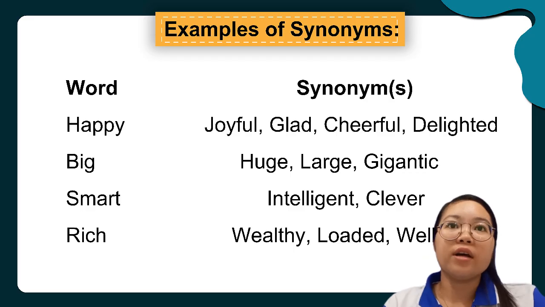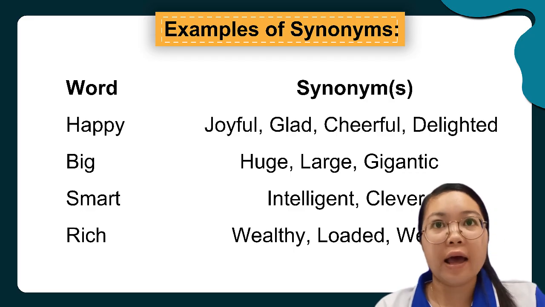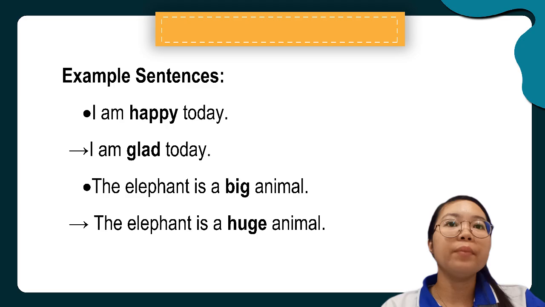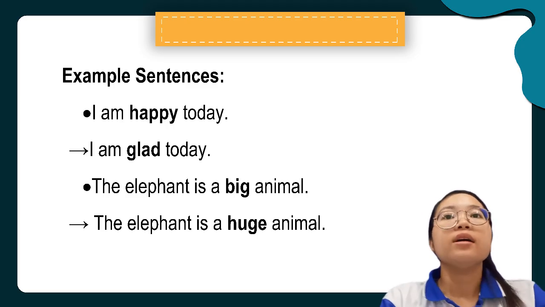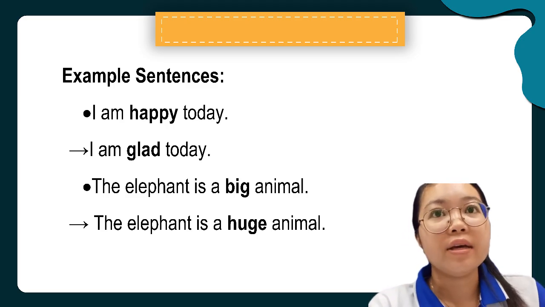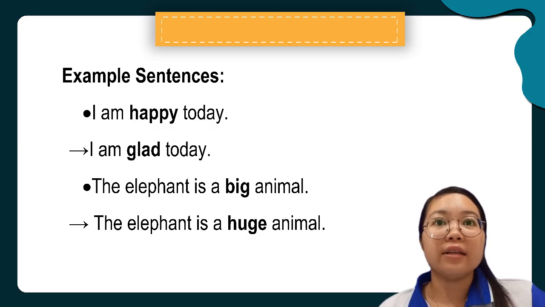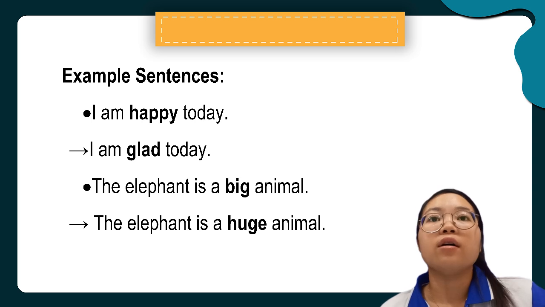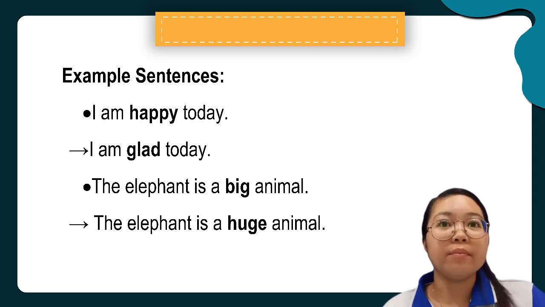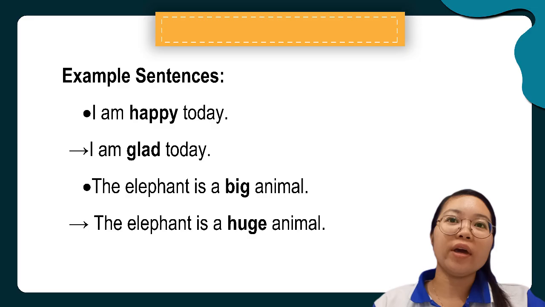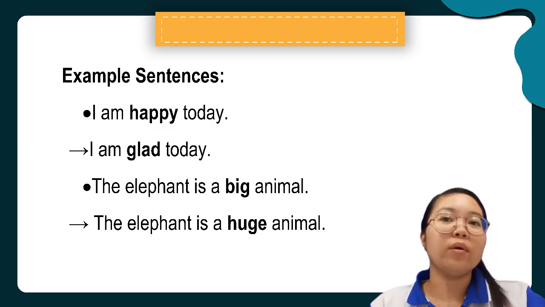So here are the example sentences of synonyms, class. First, I am happy today. The synonym of happy is glad. So let's try to use the word glad in the sentence. From I am happy today to I am glad today. Okay, did you get it? Are we clear? Okay, very good.